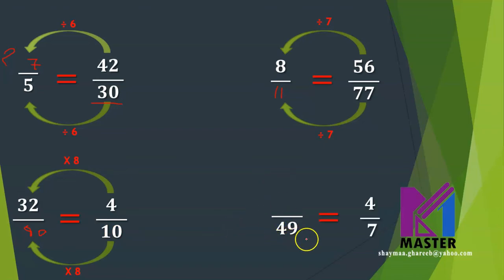what over 49 equals 4 over 7? Let's start from the complete fraction towards the fraction that has a missing number. The 7 became 49, so it's multiplied by 7. The 4, I will do exactly the same by multiplying by 7. So 4 times 7 equals 28. So 28 over 49 equals 4 over 7.